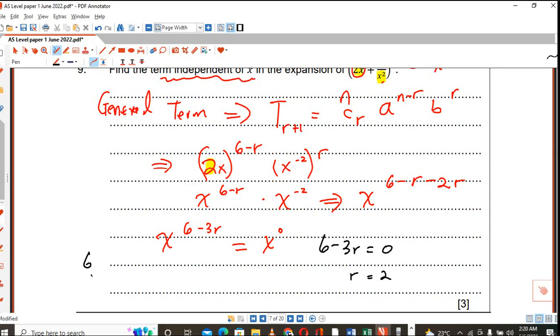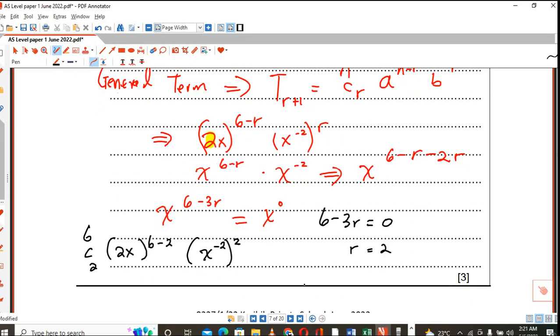So now we say 6C2, that will be 2x to the power 6 minus 2, and then I'm going to have x to the negative 2 raised to the power of 2. So this can actually be calculated. I hope you still know how to calculate 6C2. 6 choose 2 is going to be 15 times 2 raised to the power of 4. The other stuff is x to the power of 4, and the other one will be x to the negative 4. Eventually, this is going to give you 240 x to the power of 0.